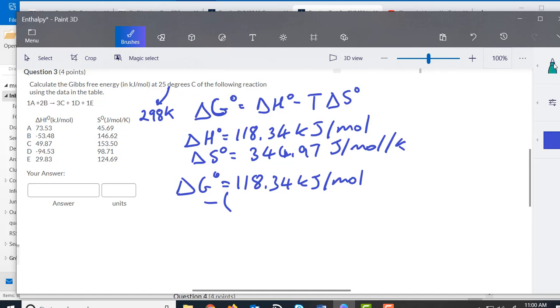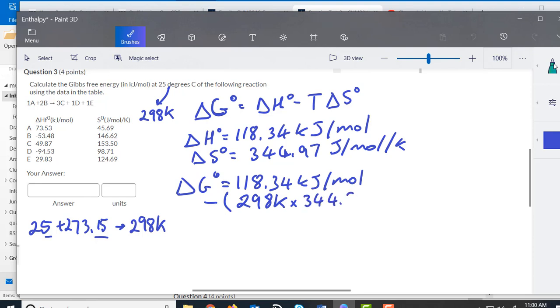Even if we use 273.15 as our conversion factor, that's still 2 decimal places, and this is 0 decimal places here. So the answer comes out to be 298 K, which has no decimal places. So T is going to be 298 K. That actually is part of the significant figures here in this instance, times the delta S value, which is 344.97 joules per mole per Kelvin.